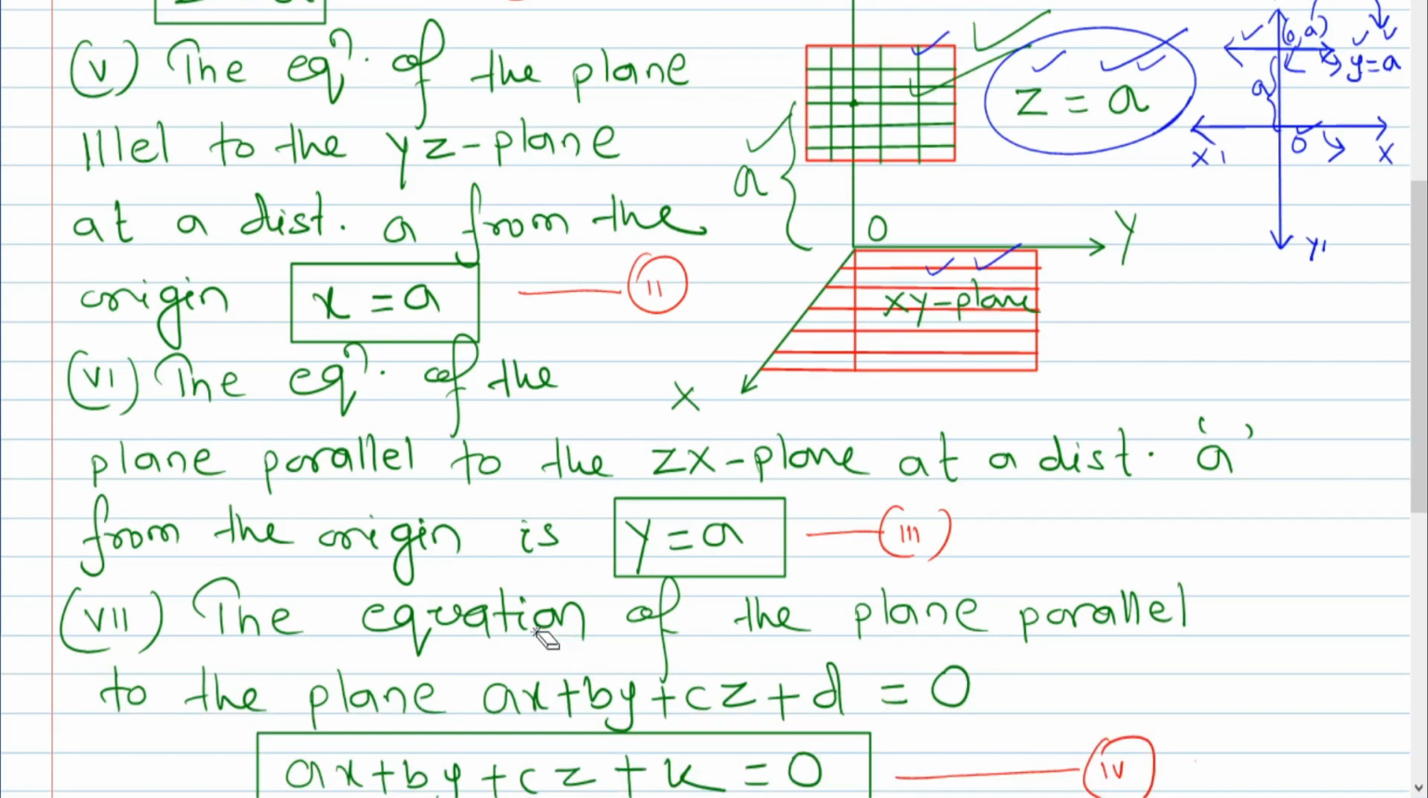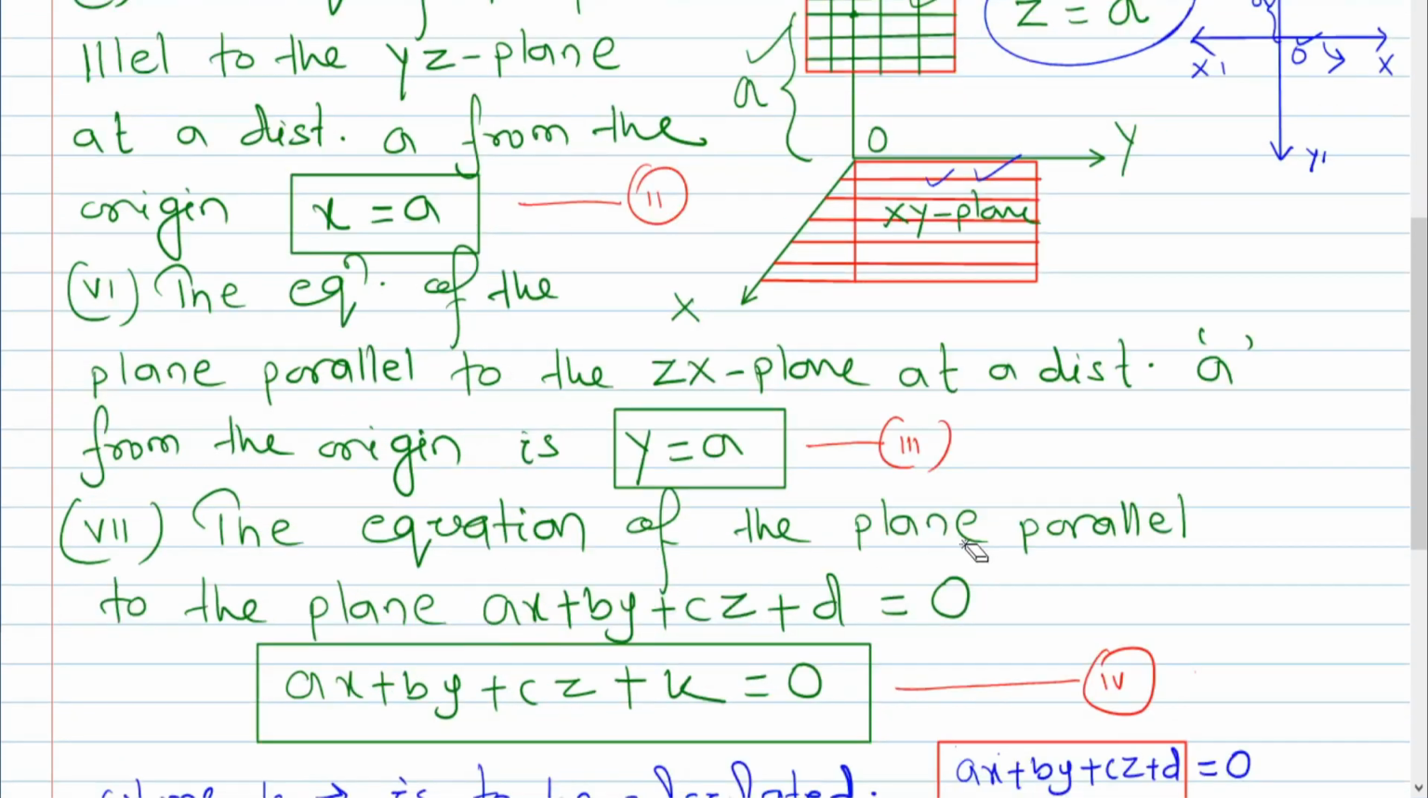Now we'll take another important note, that is, the equation of the plane parallel to the plane ax plus by plus cz plus d is equal to 0 is nothing but ax plus by plus cz plus k is equal to 0. That means what? Suppose you have to ask what is the equation of the plane parallel to the plane ax plus by plus cz plus d is equal to 0.